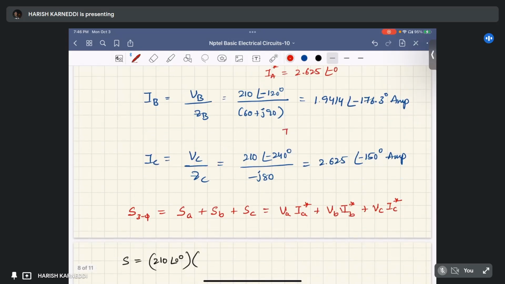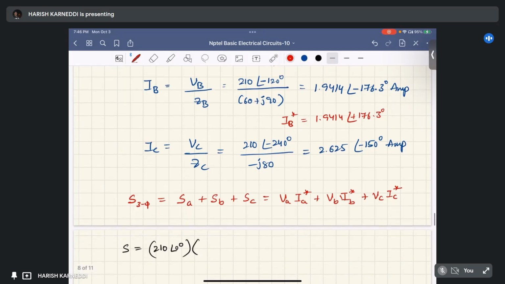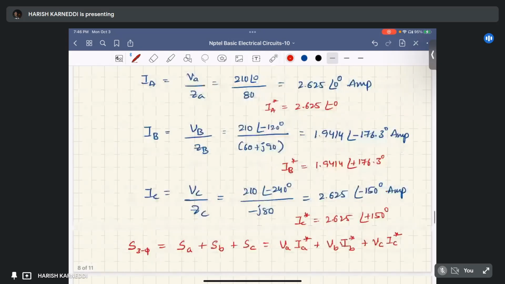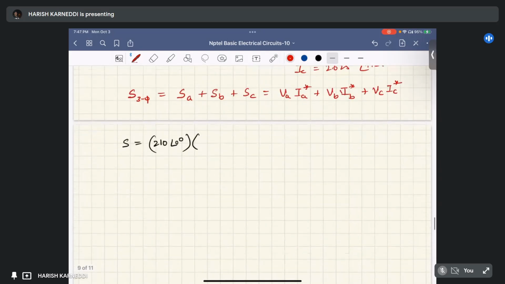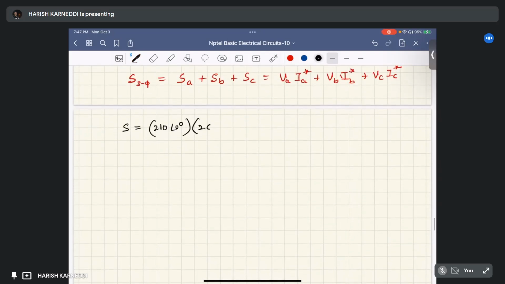So IB conjugate equals 1.9414 at an angle of plus 176.3 degrees. Conjugate means only the sign will vary. And IC conjugate is 2.625 at an angle of plus 150 degrees. So we can write directly 2.625 at an angle of minus 0.